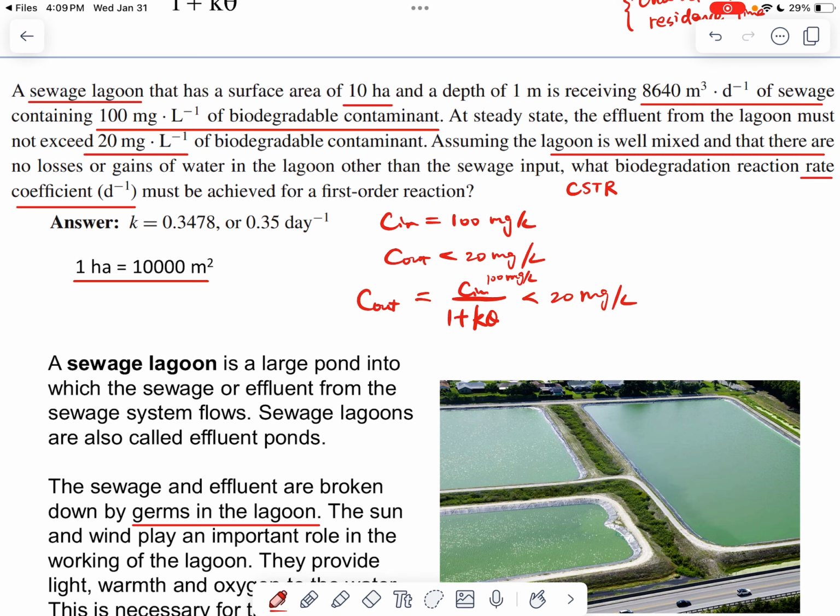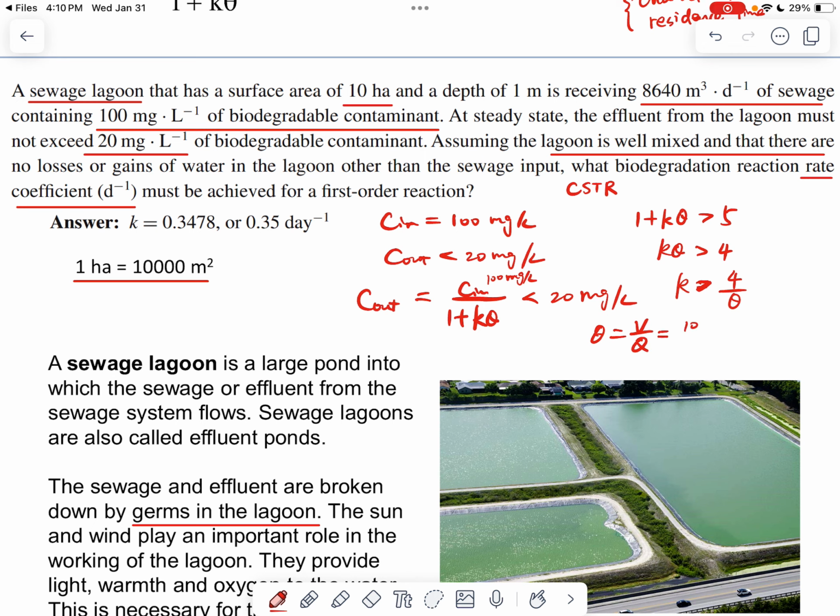Okay, so now things will get quite simplified because you just need to rearrange this. So you're going to have 1 plus K theta has to be larger than 5. So K theta has to be larger than 4. This K here, which is the reaction rate constant, has to be larger than 4 over theta. So theta is volume divided by flow rate.